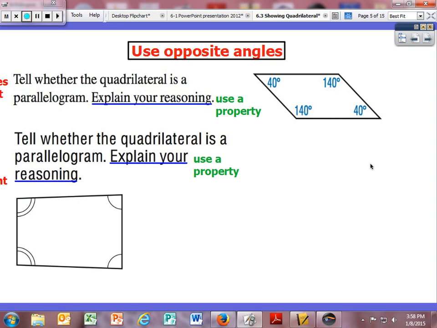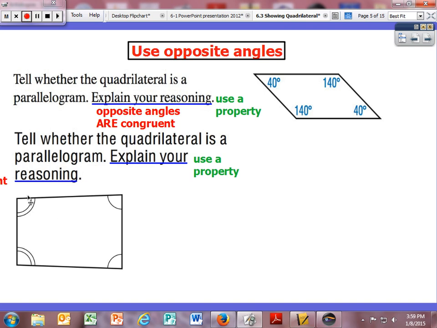Okay, again, pause the video and give these a shot. Once you've had time to do them, here are your answers. This first one, notice the opposite angles are congruent, therefore we do have a nice parallelogram right there. Another answer you could give is that the same side interior angles are supplementary. They're adding up to 180. So again, that could be another explanation that would be acceptable.